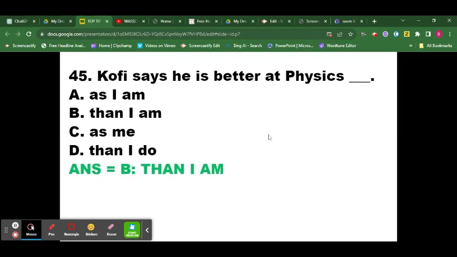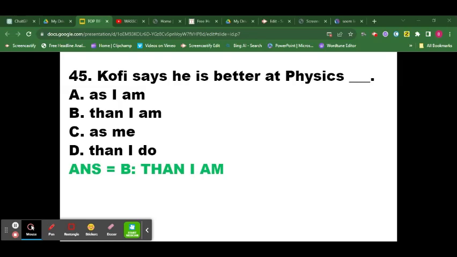Kofi says he's better at physics than I am. And of course, the grammatical explanation is, when you are making comparison, better is always followed by than, not better as, but better than. Okay, that's one aspect of the grammatical principle there.